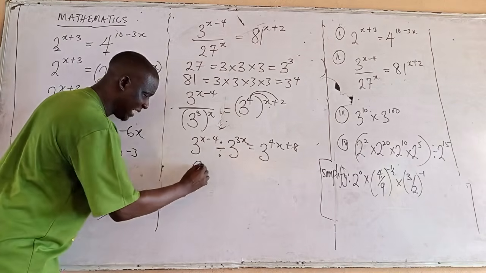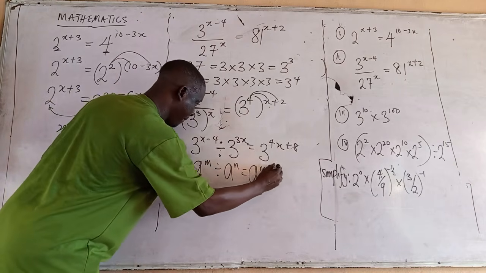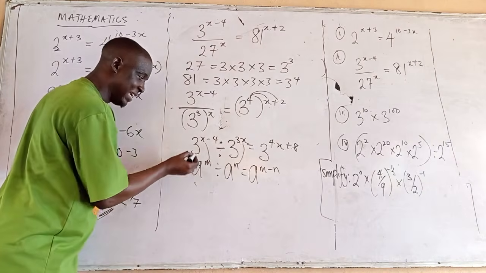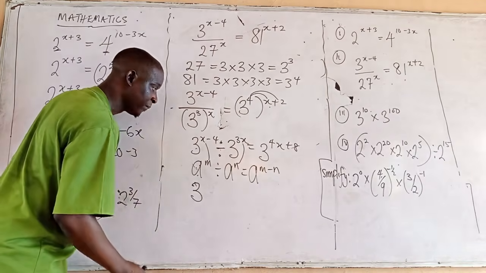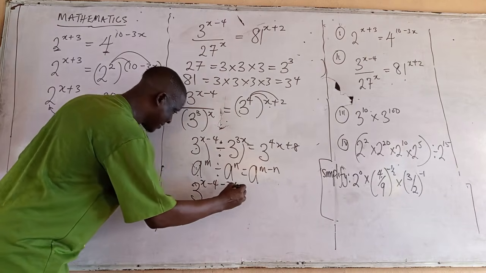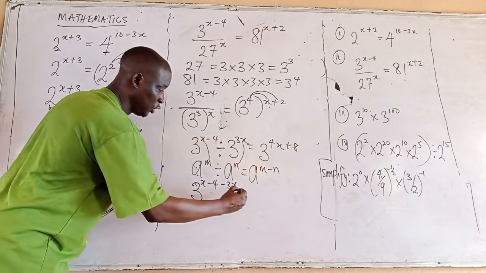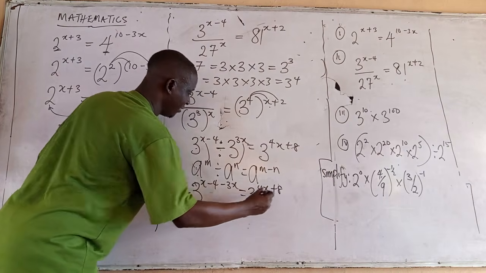Remember this law: a raised to m divided by a raised to n equals a raised to m minus n. Here the a is 3. So we take 3, then s minus 4 minus 3s, is it not true? Equal to 3 raised to 4s plus 8.